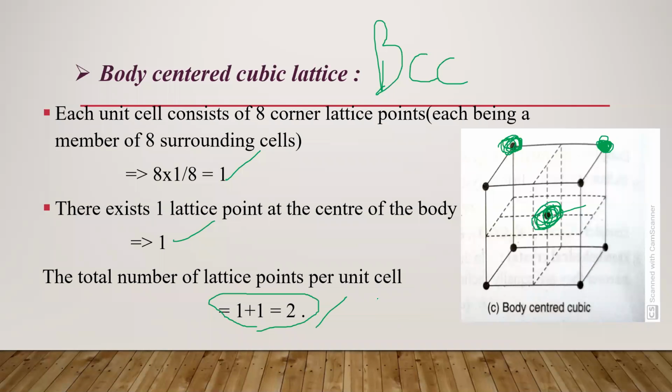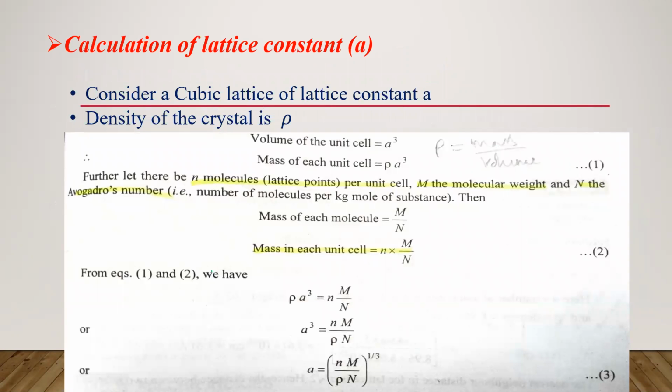Body-centered, 8 corners, 8 atoms. But at the center, we have a single atom here. This is the diagram for body-centered cubic. Next, how do we calculate lattice constant? What is lattice constant? Let me tell you. Lattice constant is one of the parameters which describes the axial lengths of a crystal lattice.